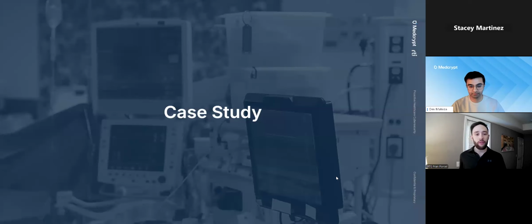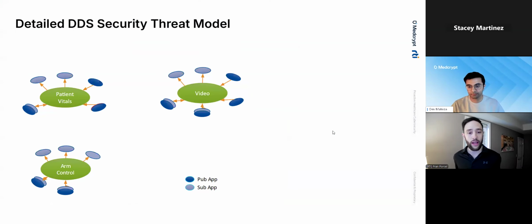Now, we have a case study that we are going to discuss. So maybe we can do a little exercise, you and I. I will ask you a couple of questions. We have here 3 different topics. This is a detailed DDS security threat model. We're going to see a real life example, which I think is going to be super useful for our audience.